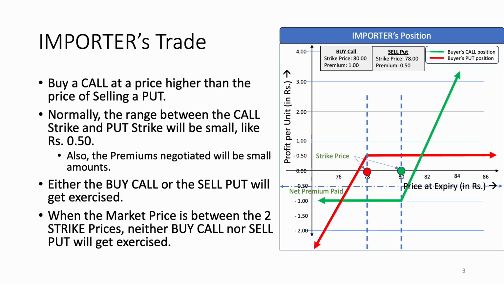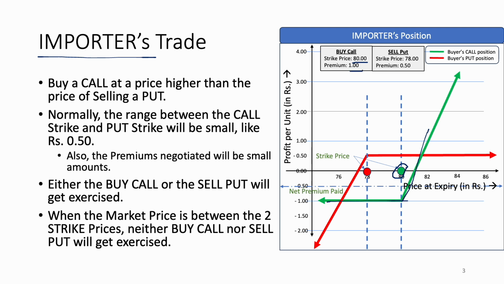Now let us discuss how the risk reversal strategy is set up. First, we will discuss from the importer's point of view. That is, when the importer trades, what does he do? The importer will buy a call option for the currency at a particular strike price. In our example, he is buying the call option at 80 rupees at a premium of 1 rupee.